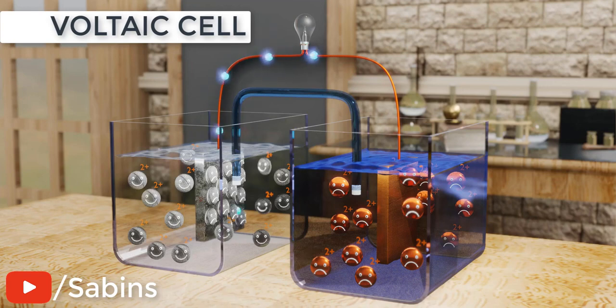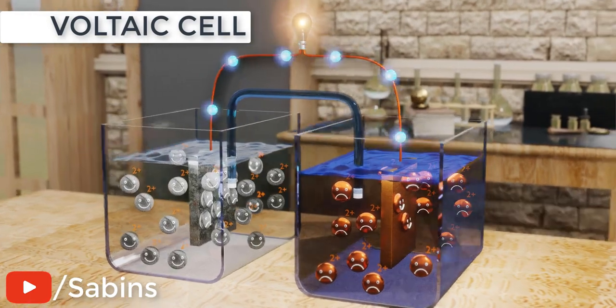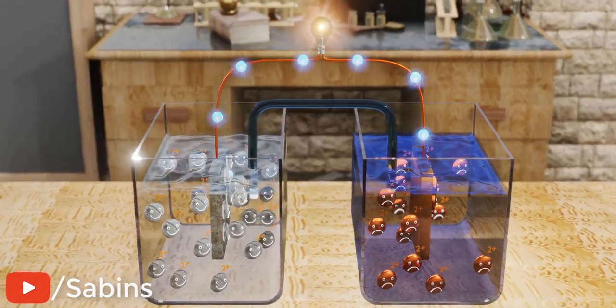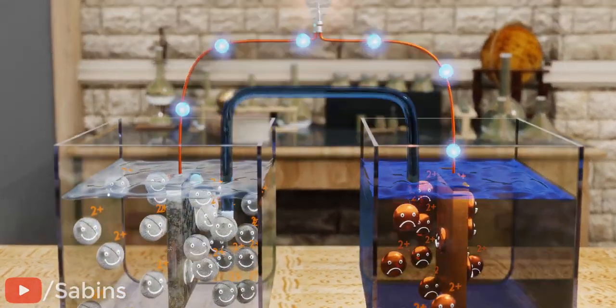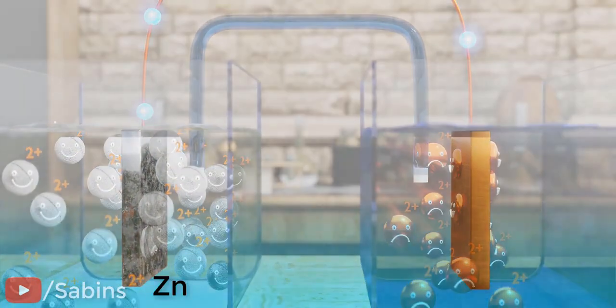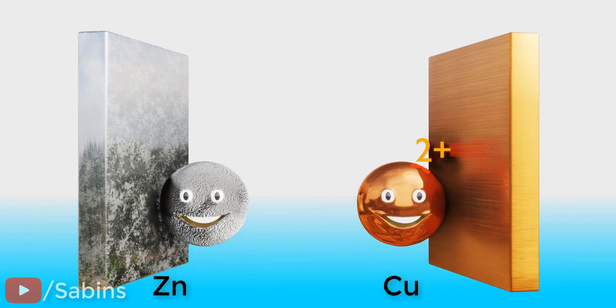The galvanic or voltaic cell is the most easy and fundamental cell to understand. Let's take a look at this animation to see how this cell produces a voltage and current flow. It all starts with two materials, zinc atom and copper ion.